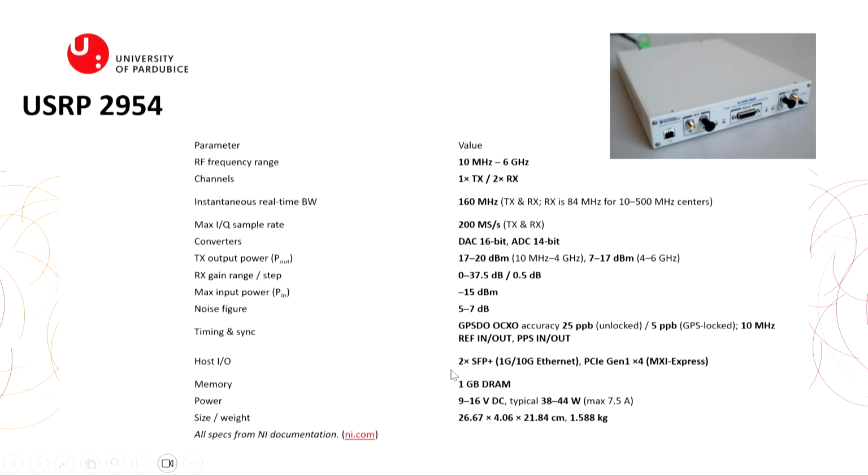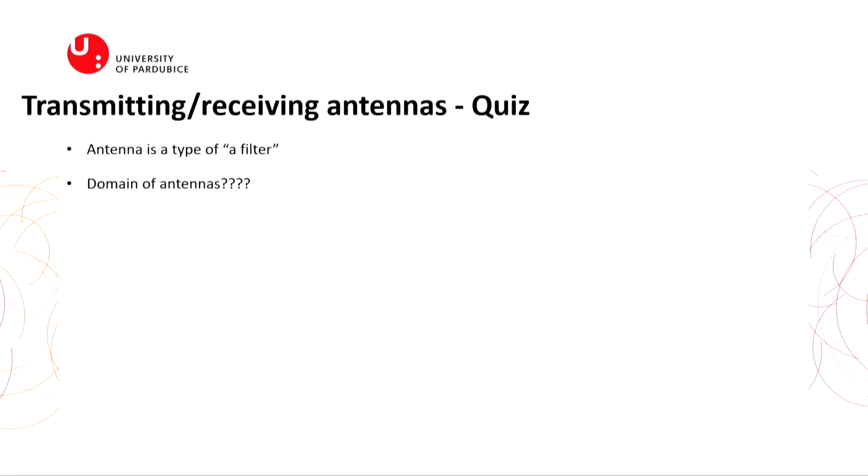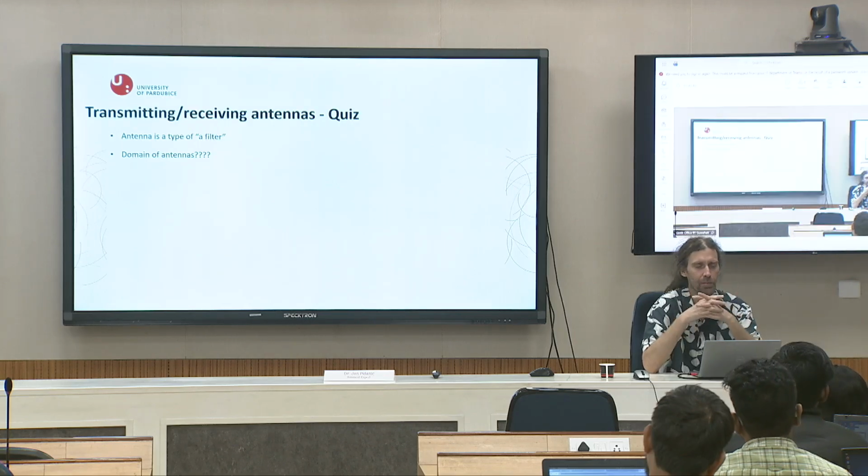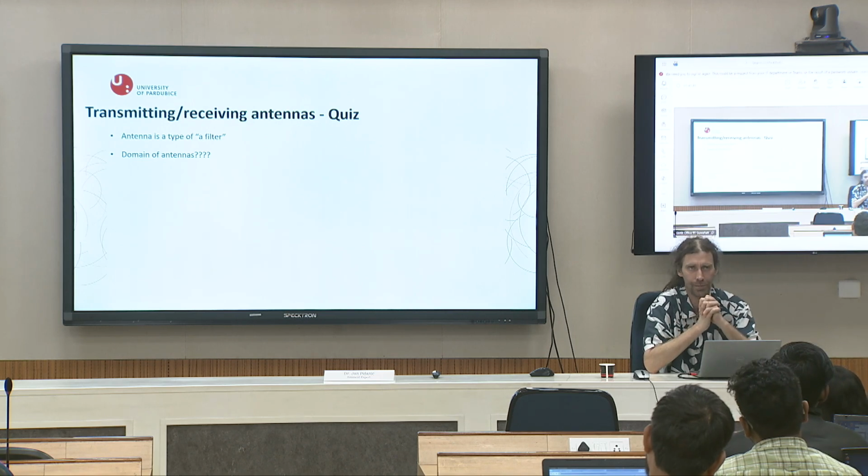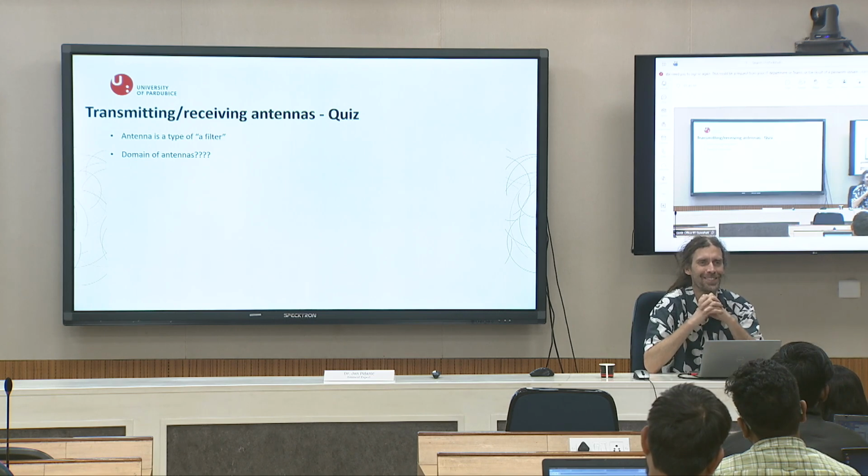There is of course a list of FPGA parameters, but I don't include it because you can easily read the manual. It is freely available. So now I have one small question for you. Antenna, you will probably agree with me, is a type of filter. In which domain does an antenna work?